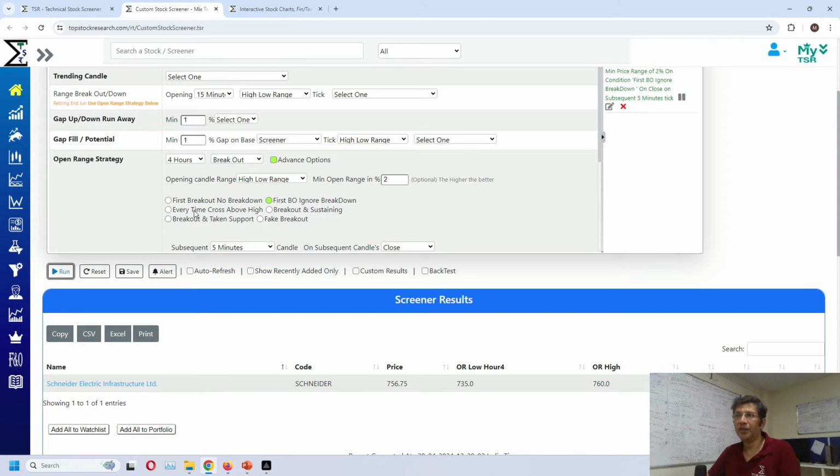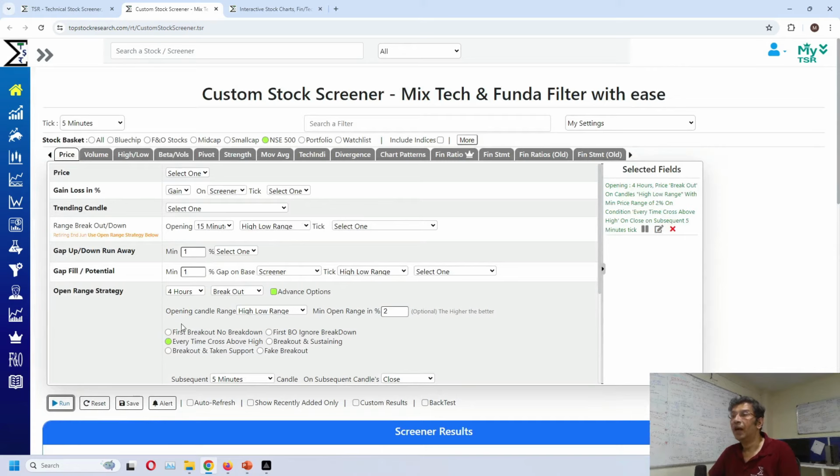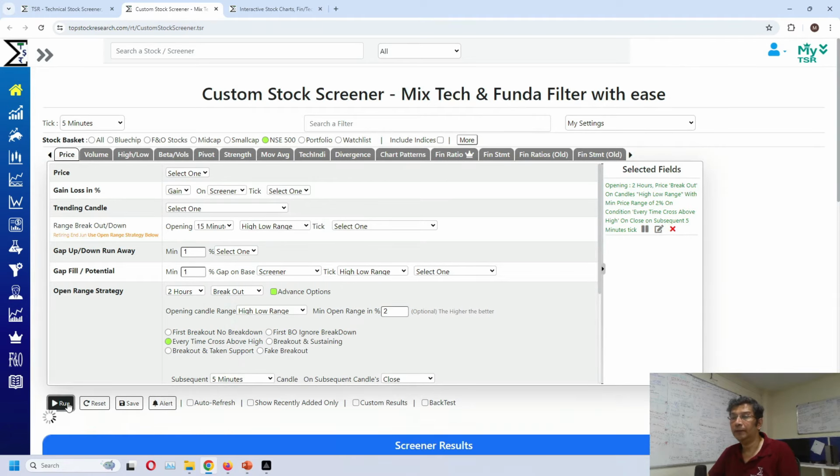The third option is every time it crosses the above limit. So we have got requirements where users want that every time the stock crosses above the open range, you should get an alert. So in this case, we hope that we get many results. Again, not too good. Maybe we go into a smaller time frame. Maybe we see some more alerts.